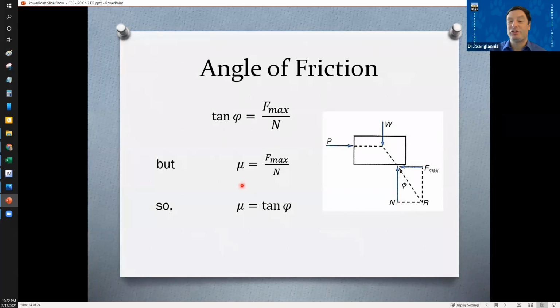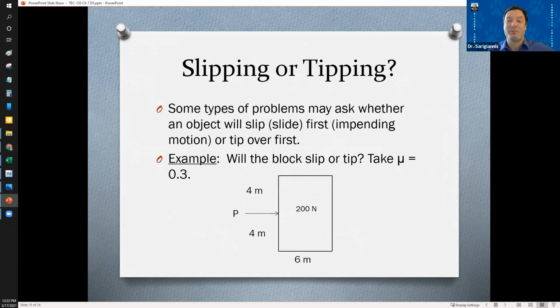Also, you know the relationship mu is F max over n, so you can set these equal to each other. Mu and the tangent of phi are equal to one another. So if you're given mu, you basically know phi, you just have to take the inverse tangent of it. Or if you're given phi, you can find mu. Or you can do the force triangle balance as well.